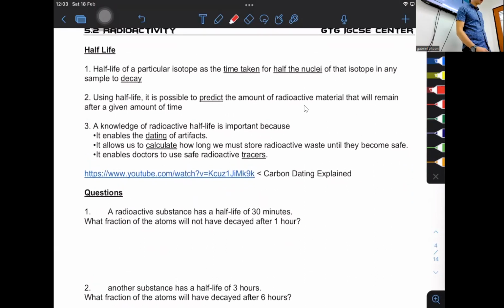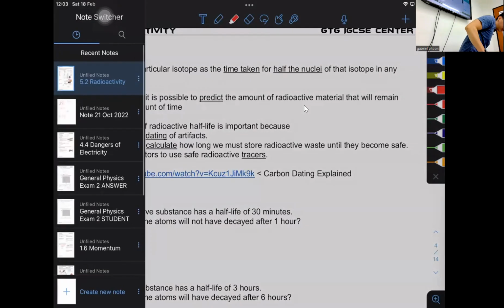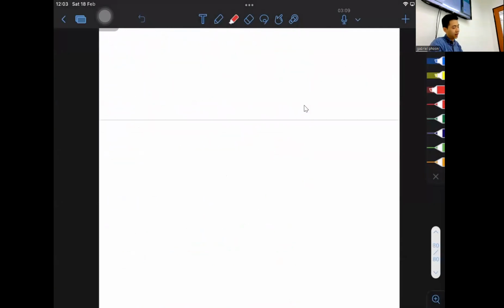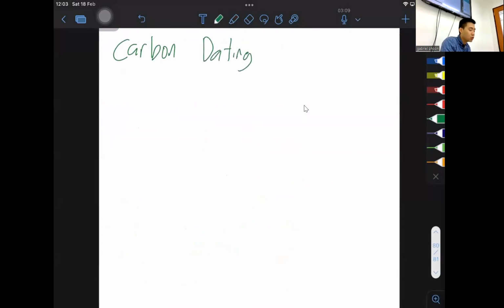Now, like I said just now, guys, half-life is very important for carbon dating. Most of the time, half-life is used to determine how old something is only. If I were to give you a graphical representation, usually it will be something like this. For your understanding, carbon dating right now is used to determine how old something is.